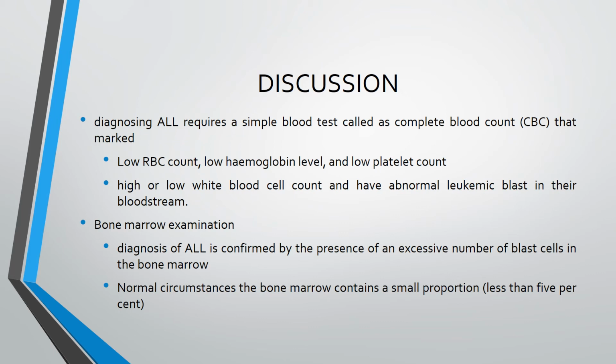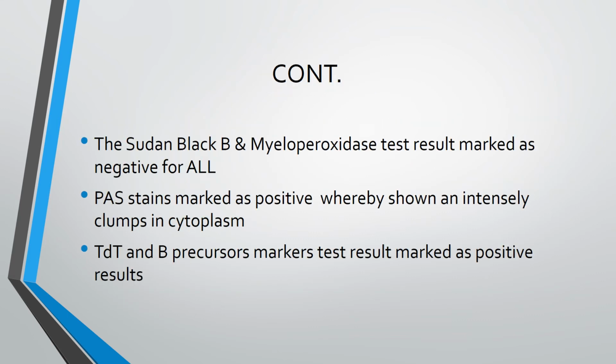Diagnosing acute lymphoblastic leukemia requires a simple blood test called a complete blood count that marks low RBC count, low hemoglobin level, and low platelet count, high or low white blood cell count, and abnormal leukemic blood cells in the bloodstream. And then for bone marrow examination, diagnosis of ALL is confirmed by the presence of an excessive number of blast cells in the bone marrow. In normal circumstances, the bone marrow contains only a small proportion of blast cells, which is less than 5%.